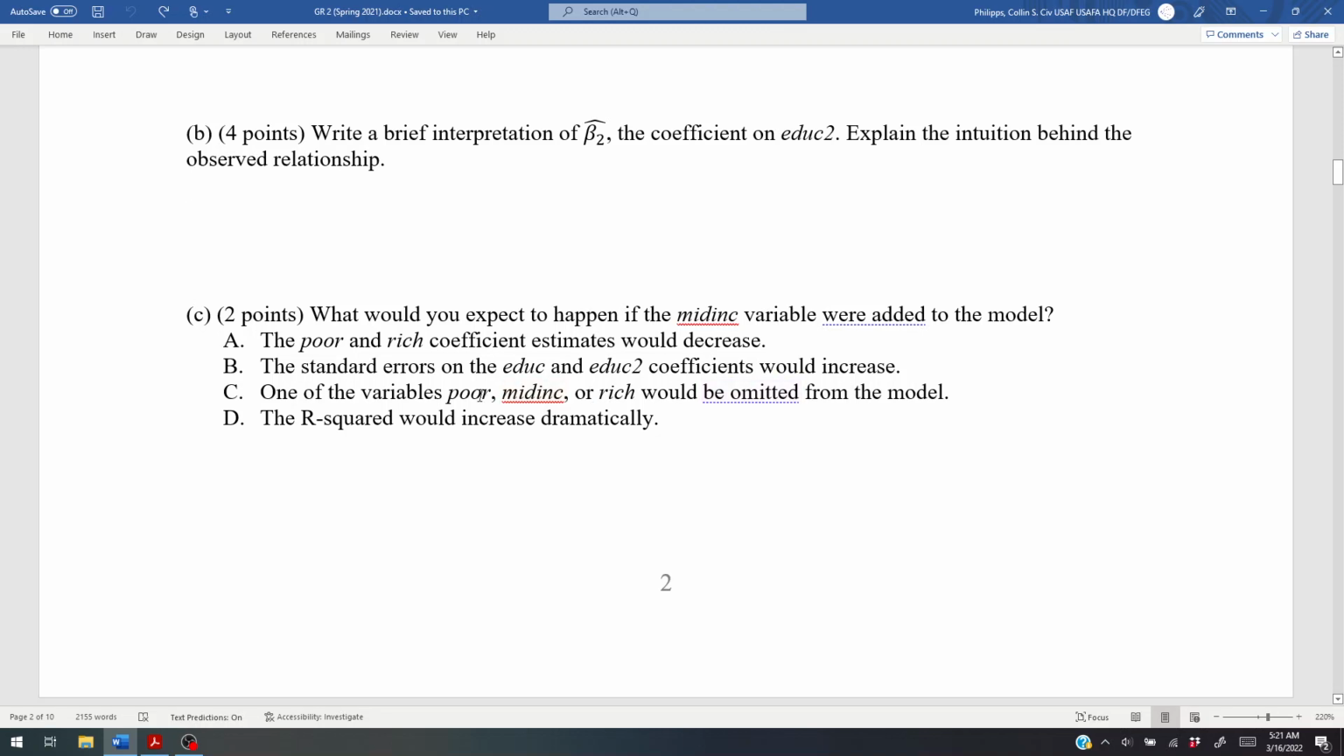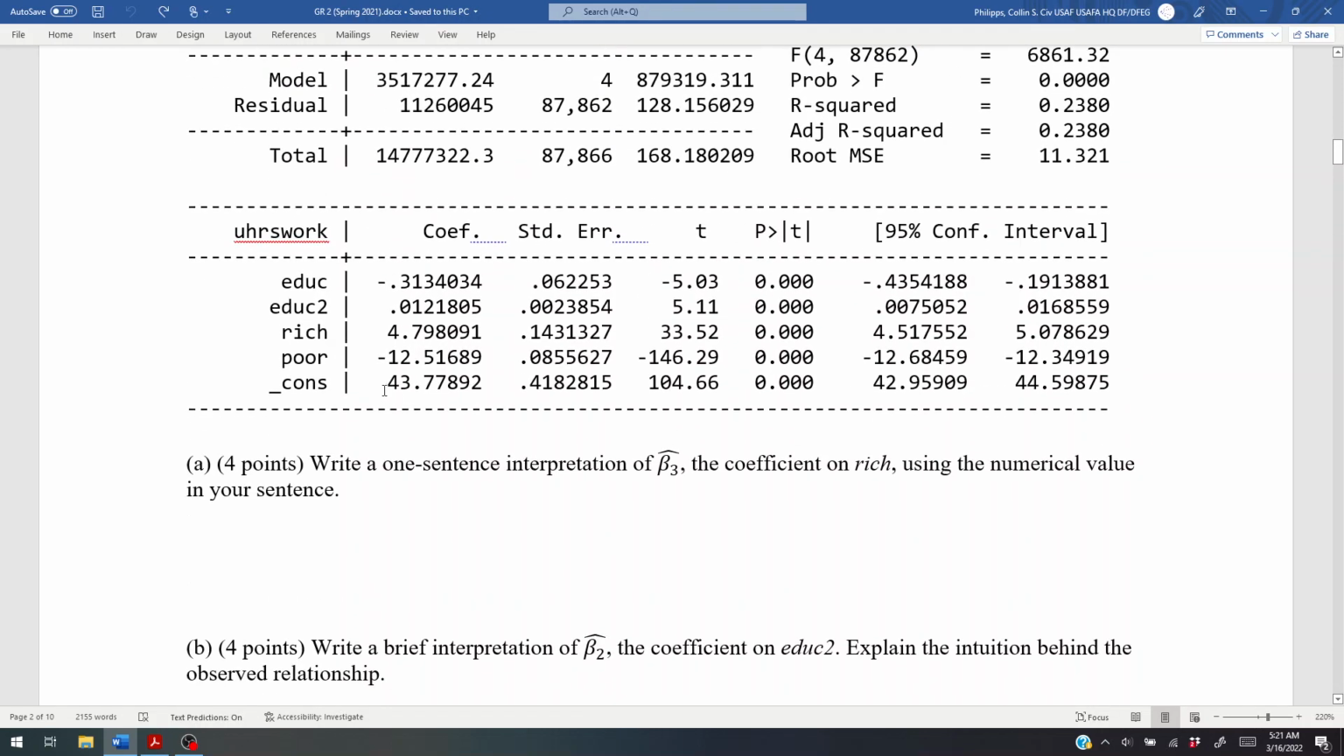Yeah. So we've got the constant here is the constant when rich is equal to 0 and poor is equal to 0. So if you're not rich and you're not poor, guess what? You're in the middle income range. And this constant is the constant for you. And this basically tells you if your education and education squared were 0, you're not rich or poor, I expect your hours worked per week to be 43.7. 43.8, call it. So that's mid-inc.